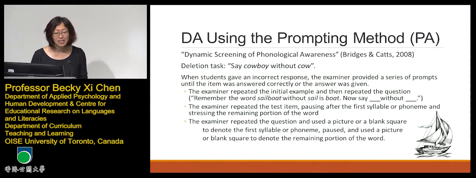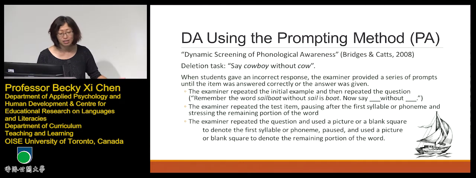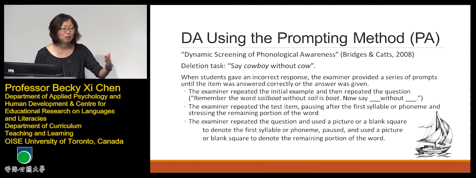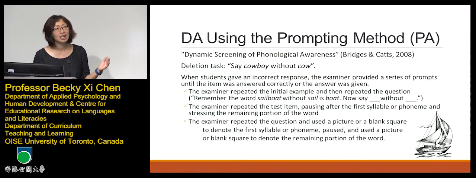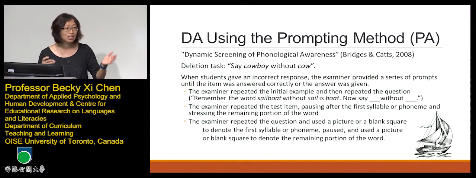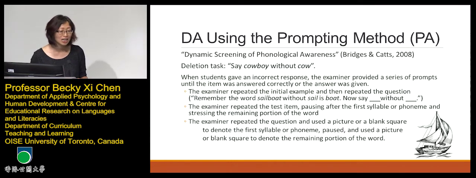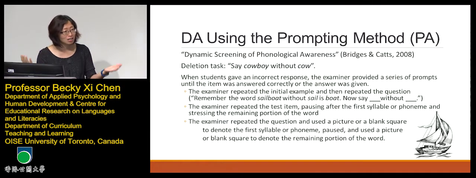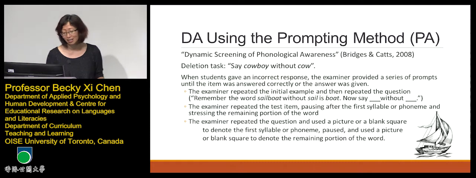But if students give an incorrect response to the question, then you give them a series of prompts until the question is answered correctly. Well, some children will never be able to answer the question correctly, so eventually you have to stop. But typically, a dynamic measure will have, say, 3 or 4 or 5 prompts. So see how many prompts it takes before a child can answer the question correctly, and the number of prompts is used as an indicator of their learning potential, how quickly they can learn.